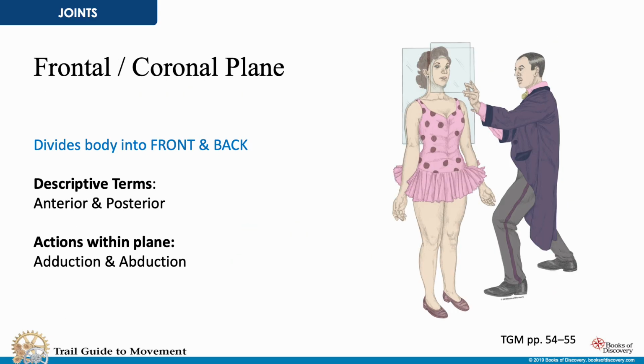The frontal or coronal plane divides us into front and back. This is where we see adduction and abduction. And terms that we'll use here are anterior, meaning front, and posterior, meaning back. The trick with this is pretty simple. Frontal divides into front and back.